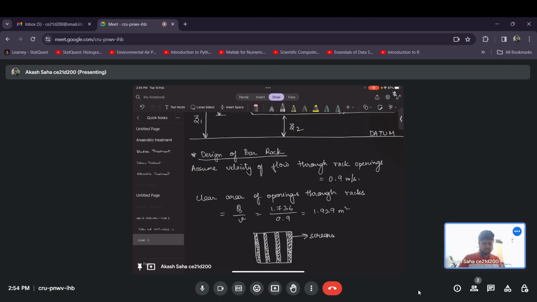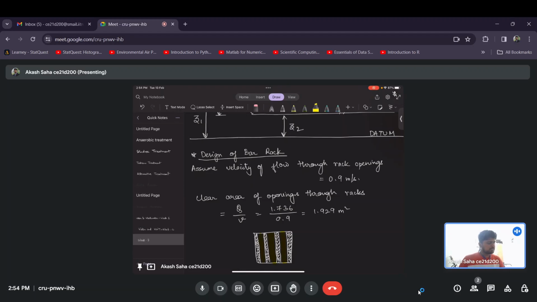Okay, these are my screens, or rather, my racks. We have to find out this area which I am highlighting in yellow. This is my clear area through which my wastewater is flowing. This whole area is my clear area.